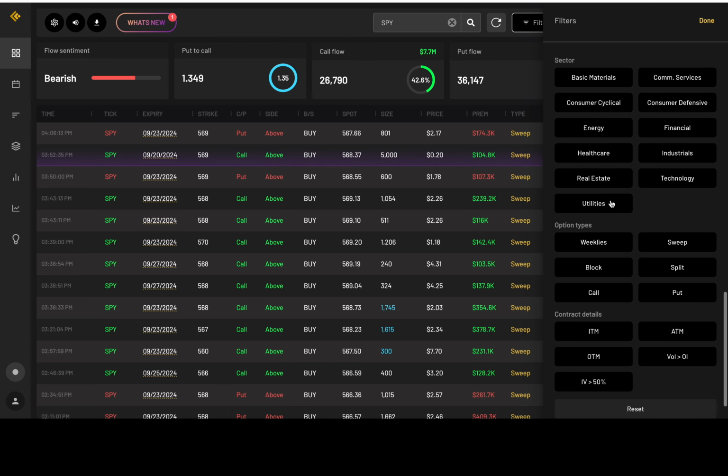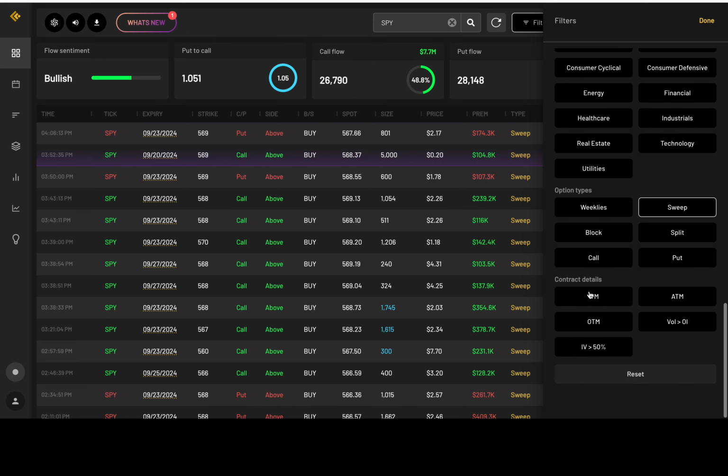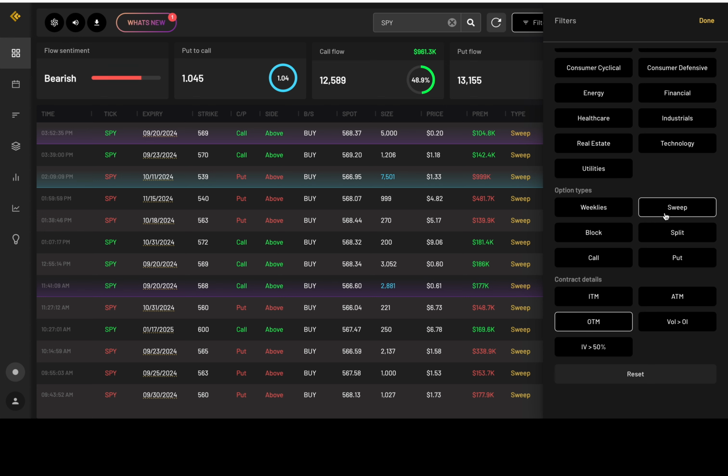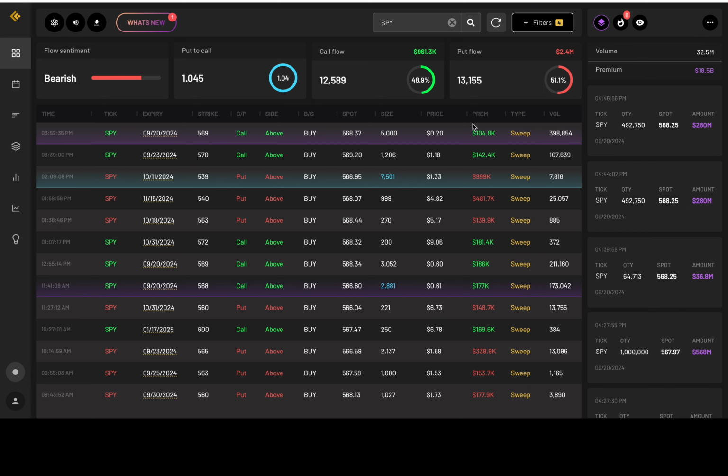And again, I'm doing this for potential new viewers who may not know what I'm doing. I'm getting the sweep orders because they're the most aggressive ones and out the money. Okay, and you guys can see that it's bearish, 2.4 million in the puts compared to 961,000. Keep in mind, guys, even though it shows that a lot more puts are being bought, it also says that a lot more puts are being sold. Okay, guys, but let's take a look at the context.